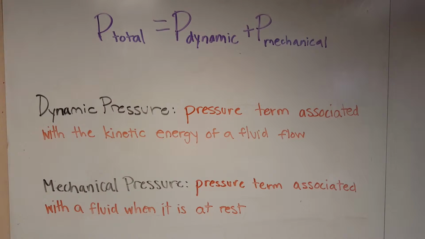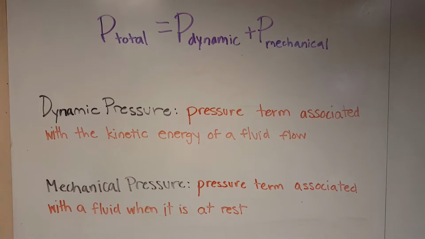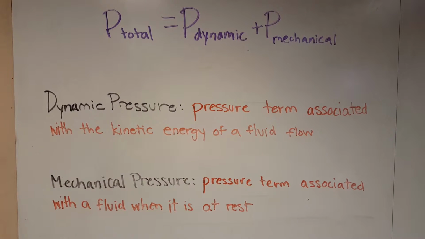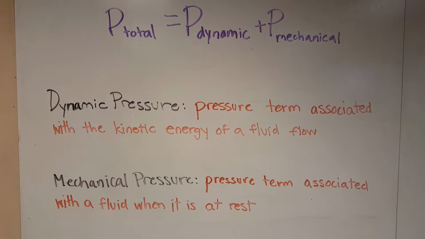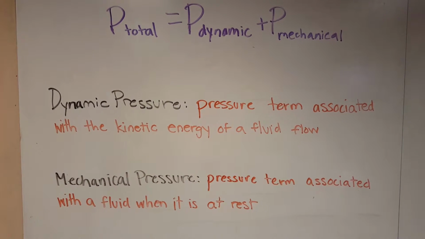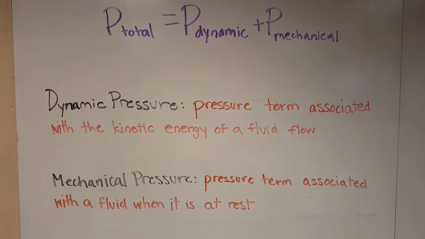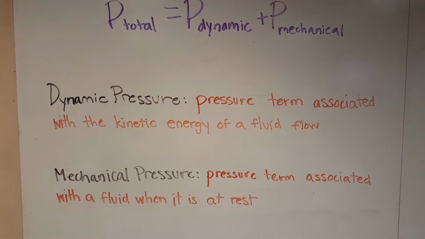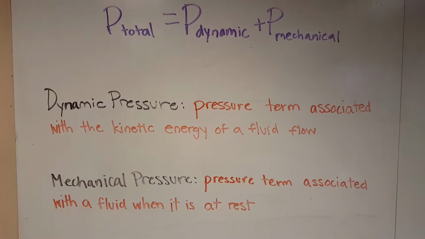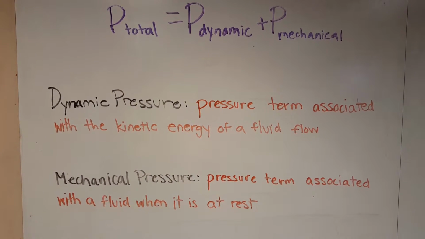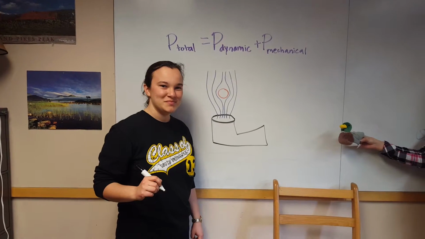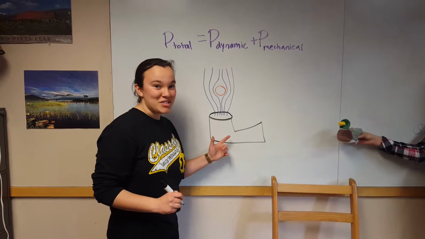To understand the magic, you must understand the different types of pressure. The total pressure is equal to the dynamic pressure plus the mechanical pressure. What is dynamic pressure? It is a pressure term associated with the kinetic energy of a fluid flow. What is mechanical pressure? It is a pressure term associated with a fluid when it is at rest. And this is how the magic happens.